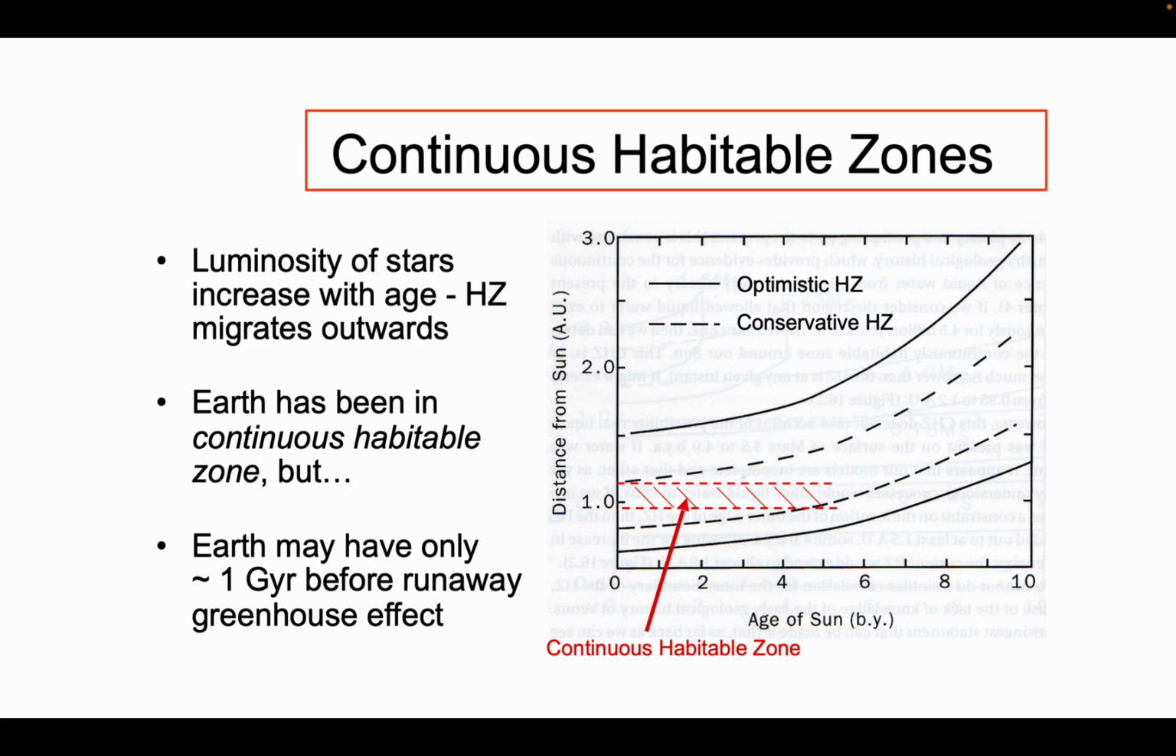Here is the idea of the continuous habitable zone, where the luminosity of stars increases with age. The habitable zone migrates outward. Earth has been in the continuous habitable zone, but Earth may have only 1 gigayear before the runaway greenhouse effect.